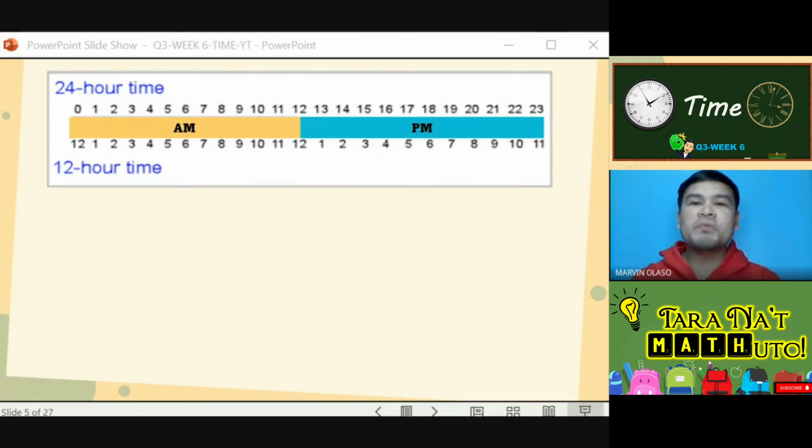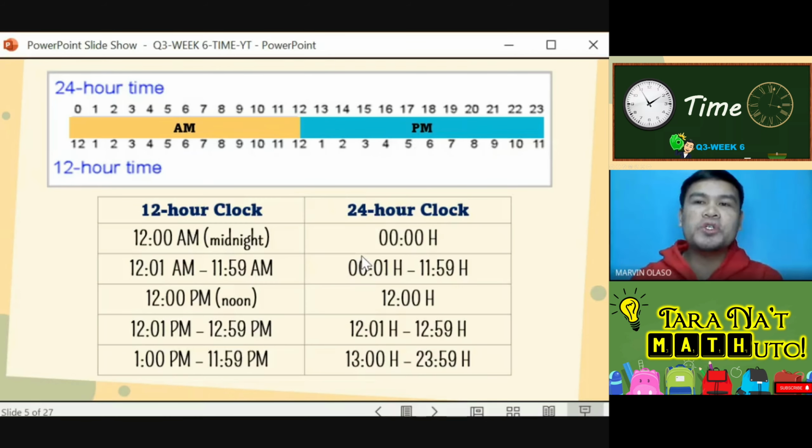Okay? So, para mas lalo pa nating maintindihan, let us discuss further. Here is the table that shows the correspondence between the 12-hour clock and the 24-hour clock system. So please remember this so that it would be easy to convert these two clock systems, no? So we have the 12-hour clock and we have the 24-hour clock. So let's start with the first one. We have 12 o'clock AM, which means it is also the 12 midnight. It is equivalent to 24-hour clock system, which is 0 hour.